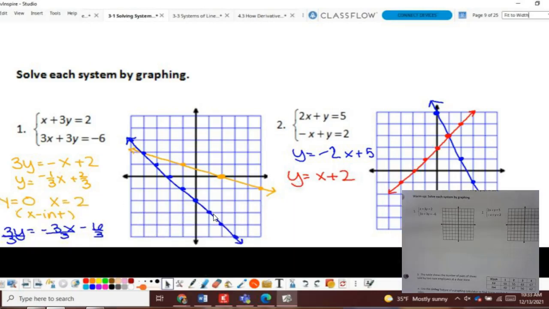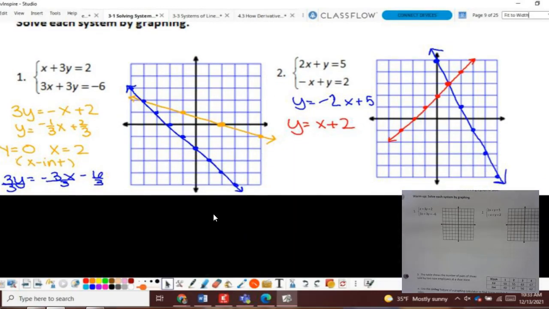So for our first graph, you should have solved the function for y, and you got y equals negative 1/3 x plus 2/3. So that gave you an x-intercept of 2, because again, who wants to graph a fraction? So instead of starting your graph at the fraction, what I did was plug in 0 for y up here, and you got x equals 2.